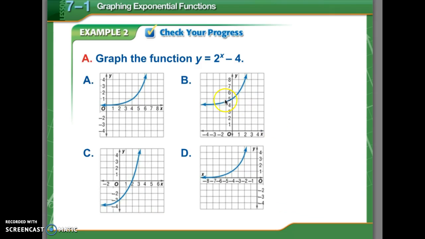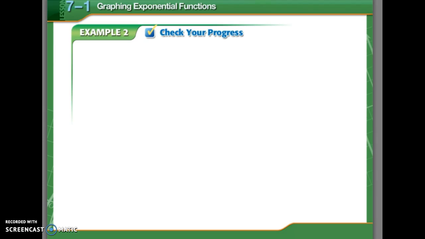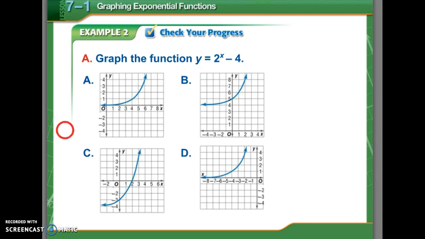Okay, we've got a check your progress problem, part A. We're going to look at the function 2 to the x power minus 4. When you have your answer, go on to the next screen. And our answer this time is C. This graph was shifted down 4 units. And notice this is the only one that is shifted down at all.